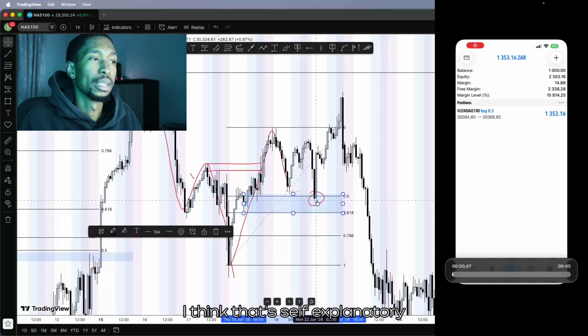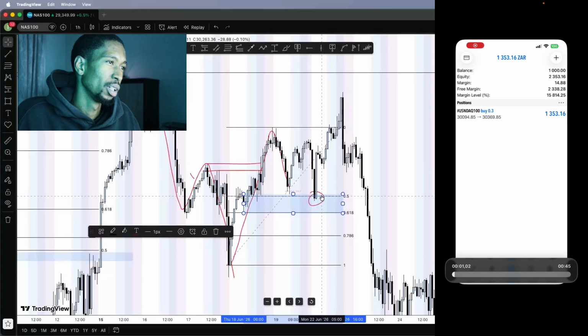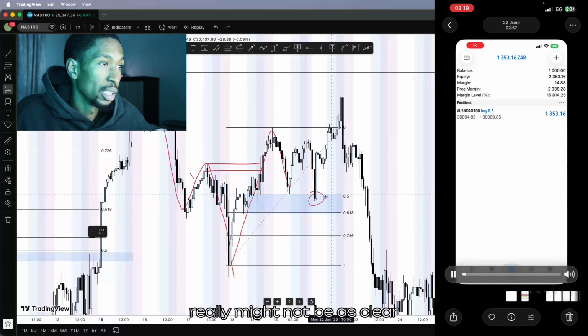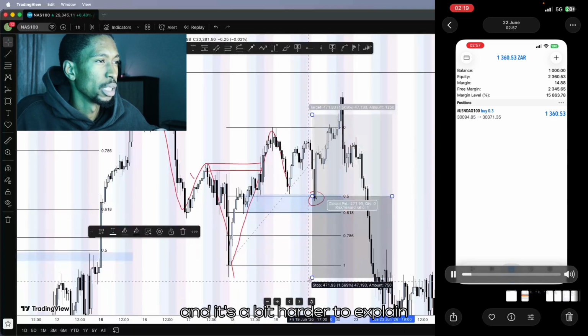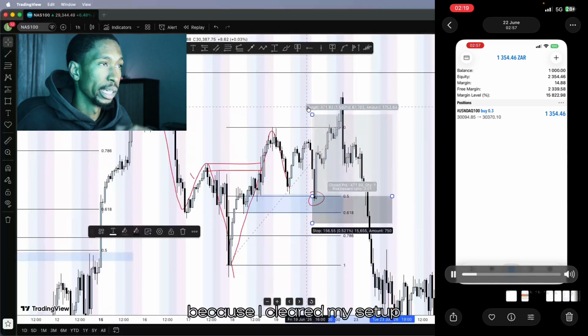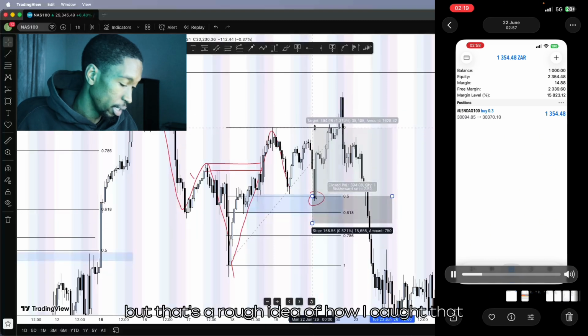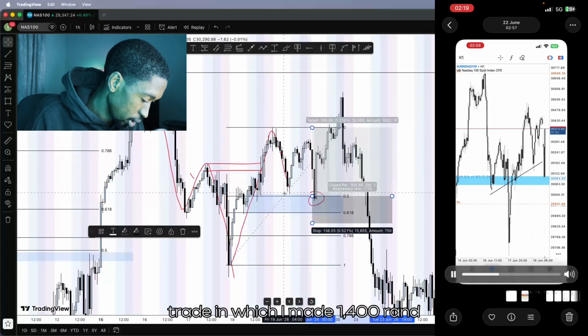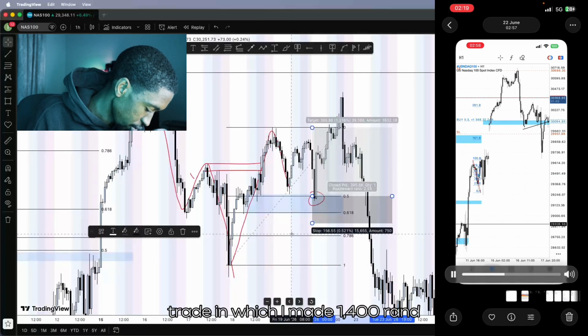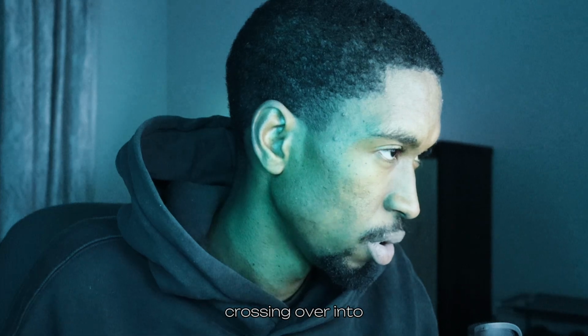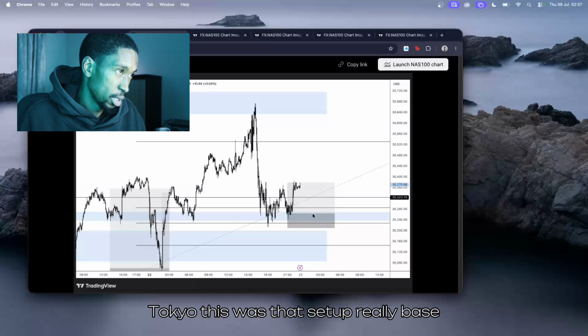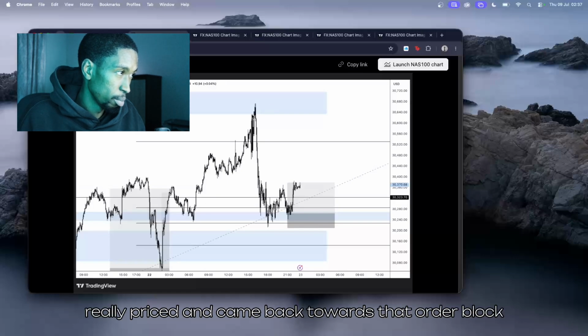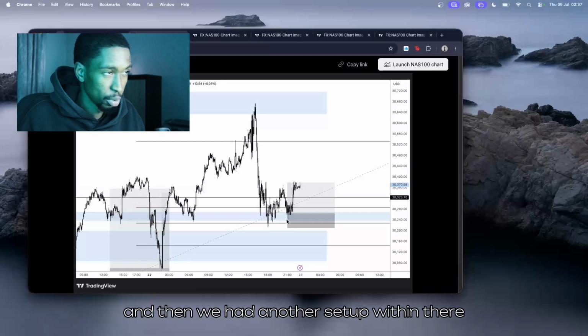Yeah guys, I think that's self-explanatory. Really might not be as clear, and it's a bit harder to explain because I cleared my setup, but that's a rough idea of how I caught that trade in which I made 1,400 rand crossing over into Tokyo. This was that setup, rally base, rally price, then came back towards that order block, and then we had another setup within there.